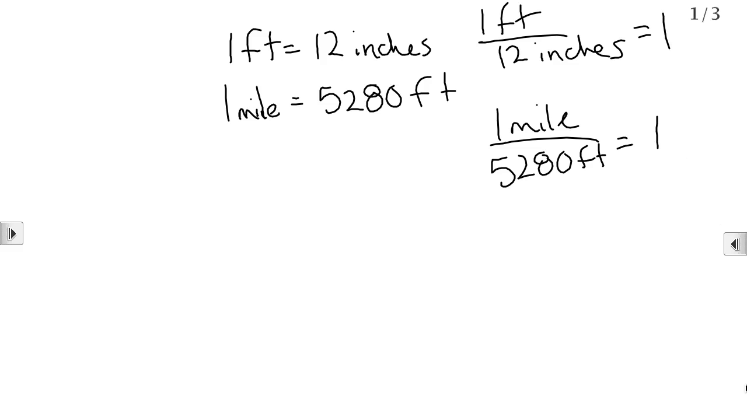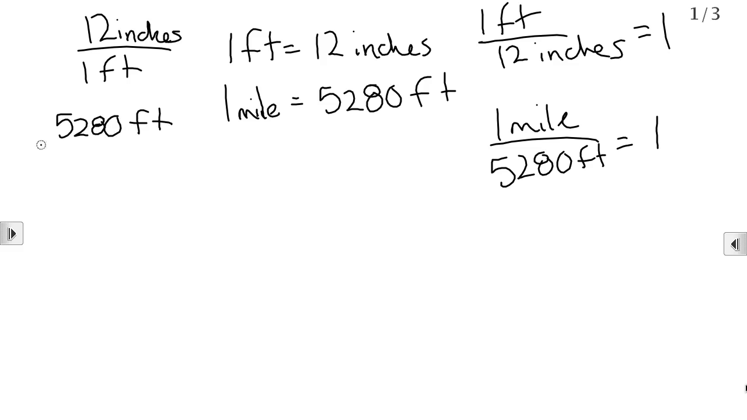This equals 1. So can I also write this upside down, like 12 inches over 1 foot, 12 inches per foot? See how this is per? That's where that per comes in. There's 12 inches per foot. Or I can write there's 5,280 feet per mile. And per means divide. Fractions are divided, okay?